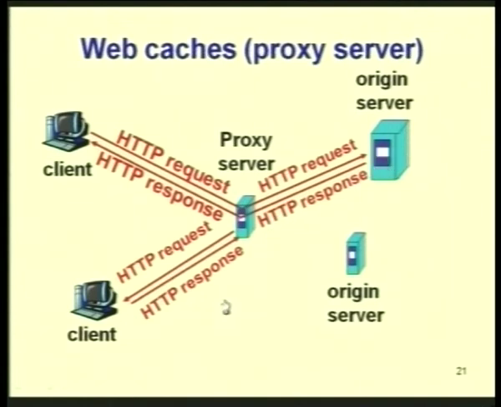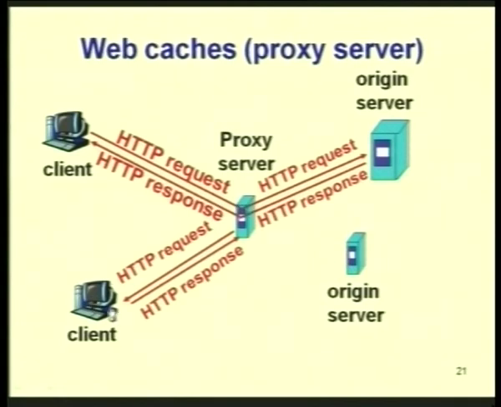Typically, at the boundary of any institution, you will have something called a proxy server. All client requests are not directly sent to the server, but are sent only to the proxy server. The proxy server maintains a cache of all the responses that are received. When it receives the first request, it will forward that request to the actual server, what we call the origin server. This server will send back a response. The response will be cached by this proxy server, and the response will also be sent to the client.